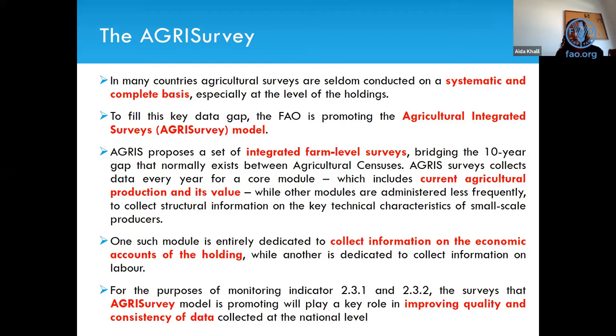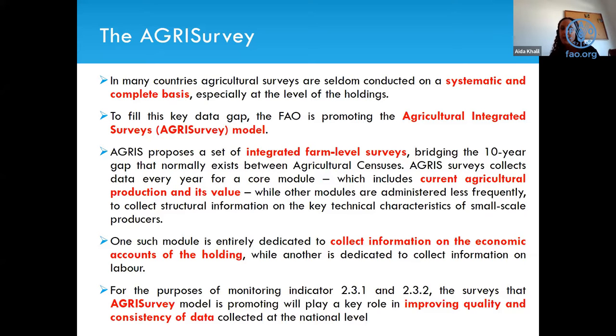And normally when this model is implemented, the approach used is not to design a completely new survey, but to go to a country, see what data are available and what surveys are conducted, and see how these surveys could be improved using the AgriSurvey model. And the idea is basically that of bridging the data gap, the 10-year gap that normally exists between one census and the other, to have more regular production of agricultural statistics.